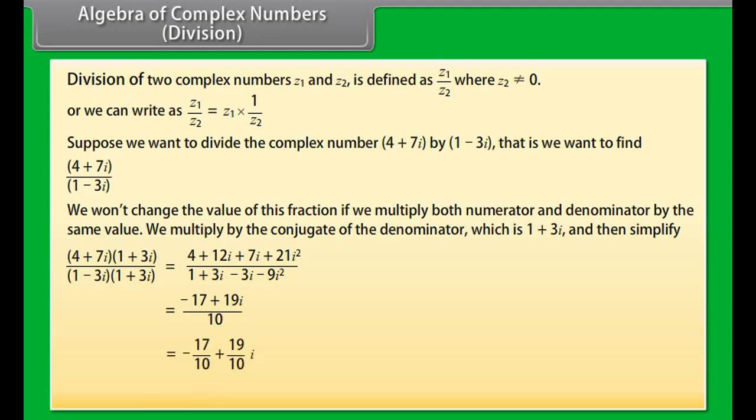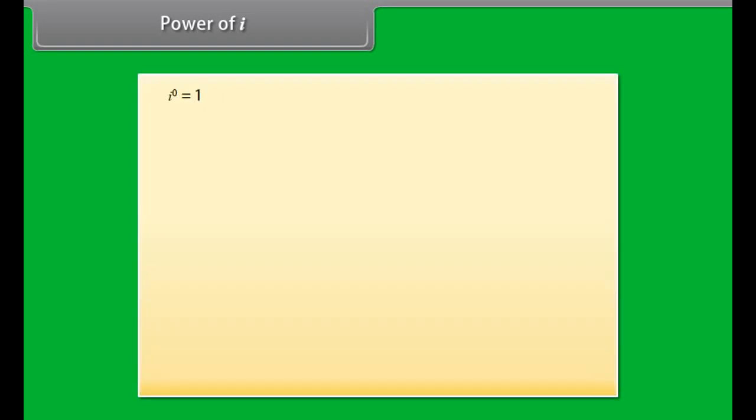On solving, we get minus 1.7 plus 1.9 iota, power of iota. Let's now learn about the powers of iota. Iota raised to power 0 is equal to 1. Iota raised to power 1 is equal to iota. Iota raised to power 2 is equal to minus 1.